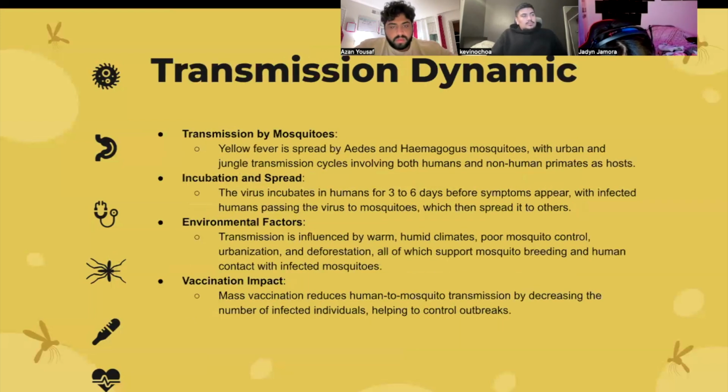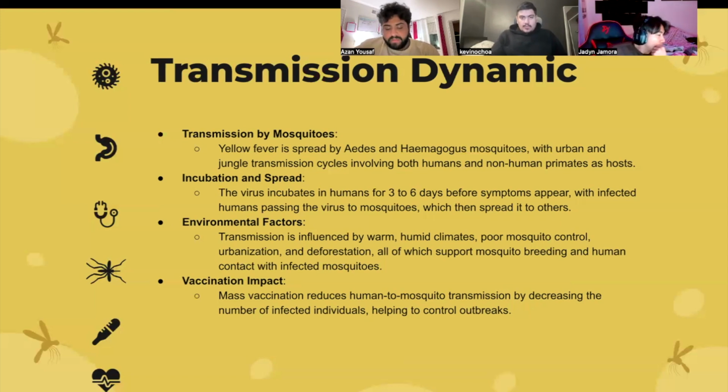Then, when we move on to transmission dynamics, yellow fever is transmitted by Aedes and Haemagogus mosquitoes. I pronounce them wrong every single time, sorry. They thrive in both urban and jungle environments. Transmission involves a cycle where humans and non-human primates serve as hosts, making it particularly challenging to control in tropical areas. The incubation and spread phase is what comes next.